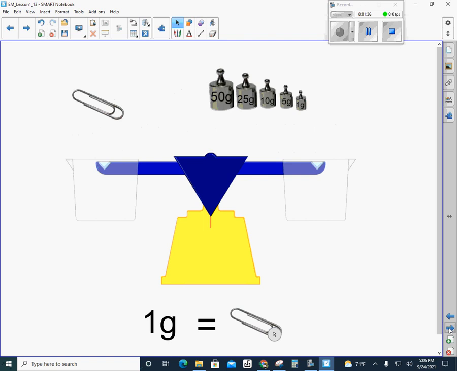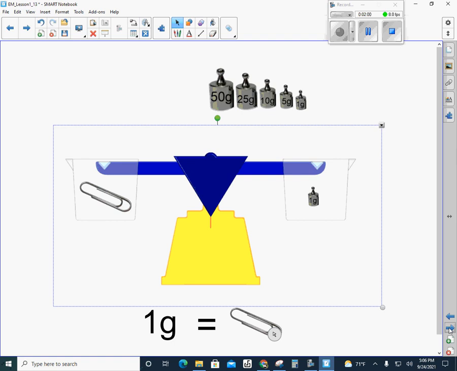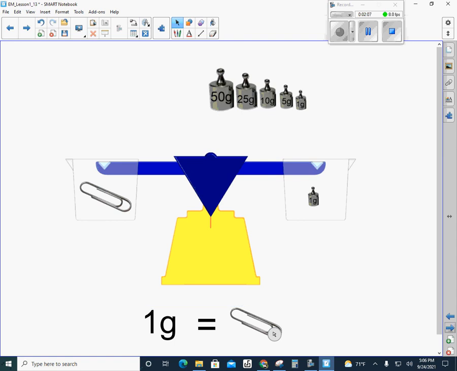Yesterday we looked at a pan balance and how to use it. If we were to put a paper clip in a pan balance, and then I were to put one of these weights into my pan balance to get it to balance out, it would take about a 1 gram weight to balance with a paper clip. So a paper clip is about 1 gram.